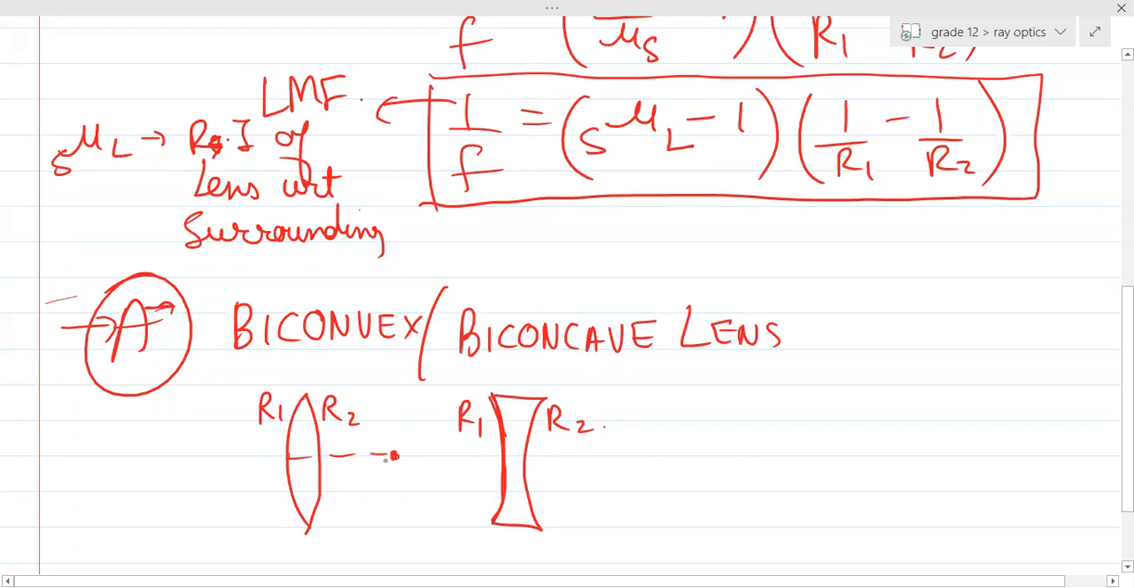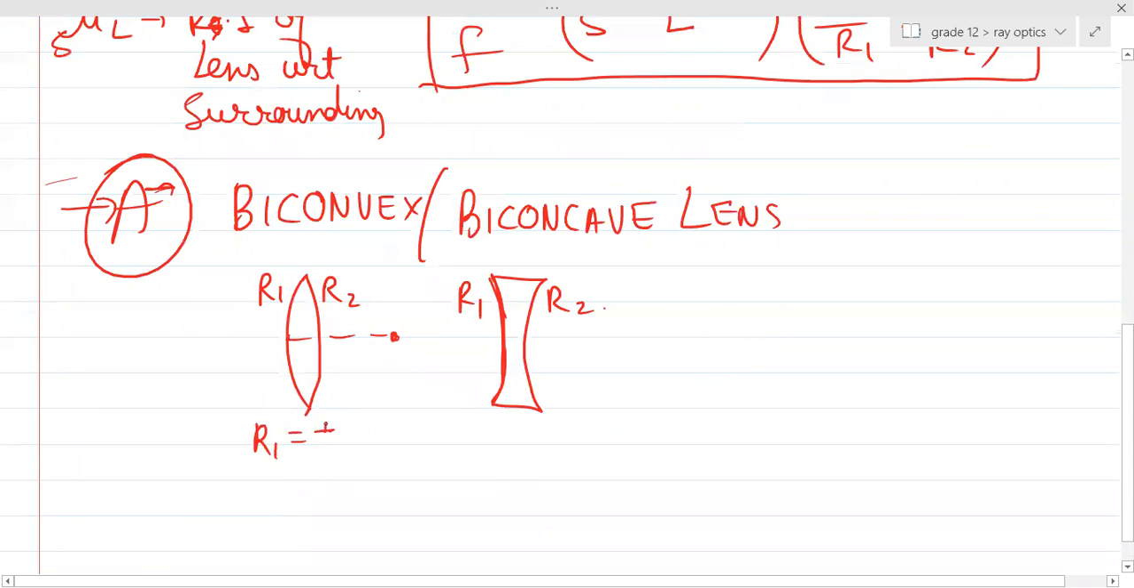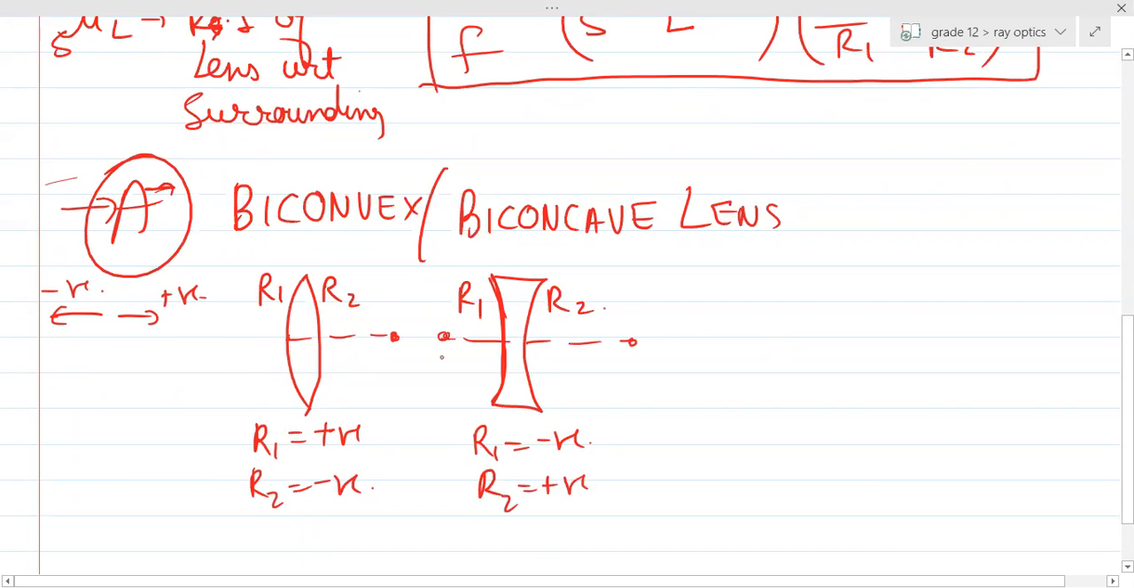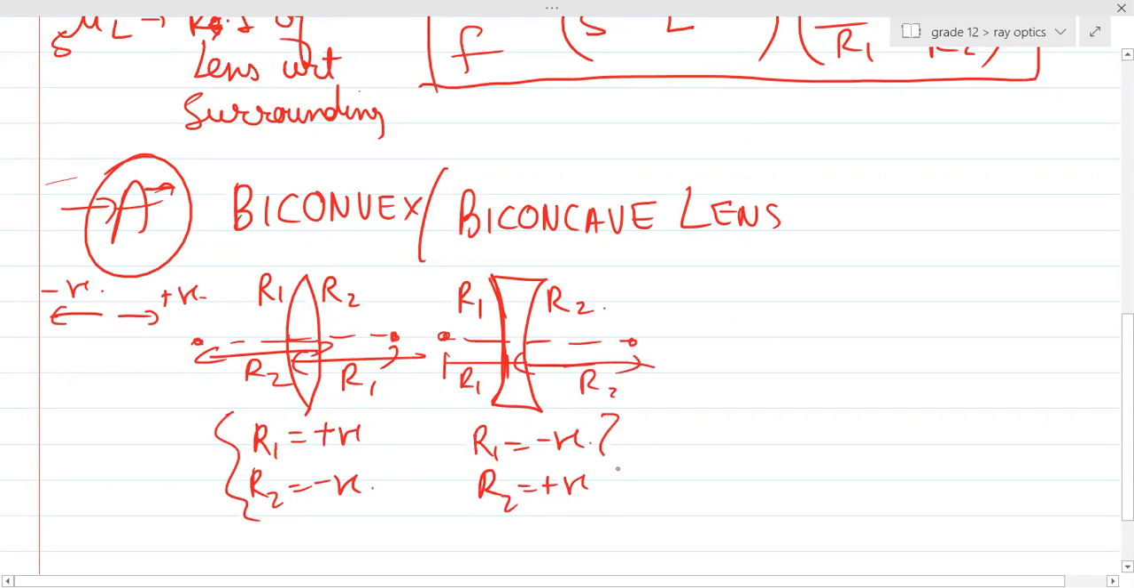Will R1 be negative or positive in this case? If I choose this convention that positive is towards this and negative is towards this, then here R1 will be positive and R2 will be negative. And here R1 will be negative and R2 will be positive, right? Yes or no, guys? So this is how you define it. This is your R1 and this is your R2. Similarly, this is your R1 and this is your R2. Is this clear?